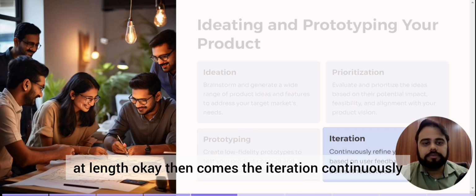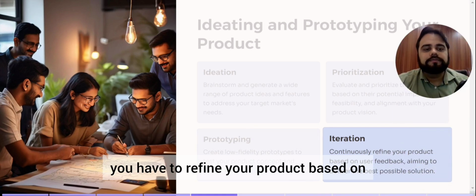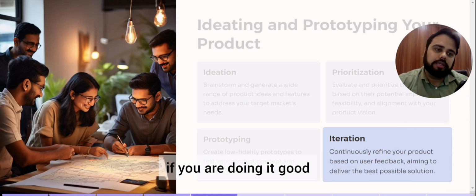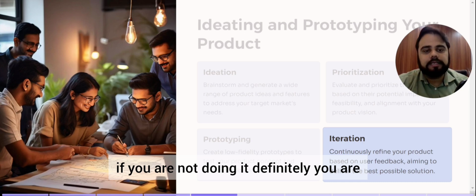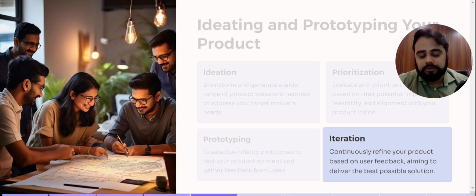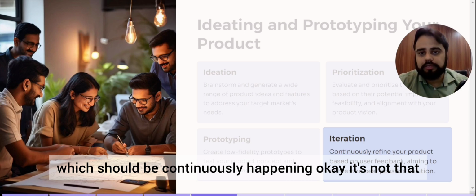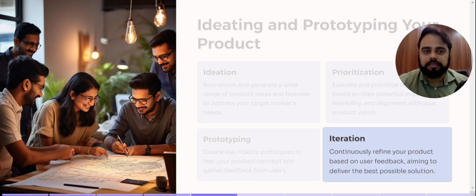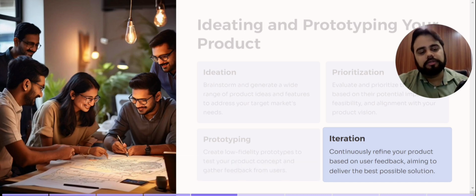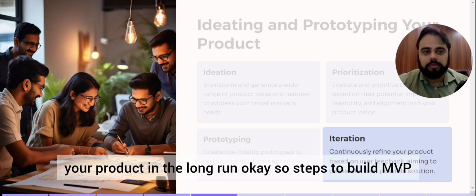Okay, then comes the iteration. Continuously you have to refine your product based on the user feedback. You have to aim to deliver the best possible solution. Now if you are doing it, good; if you are not doing it, definitely you are going to face problems. And again, iteration is something which should be continuously happening. Okay, it's not that you have to do it only at the MVP stage and not after that. If you are not taking feedback from the market about your product, you are not putting those feedbacks in the product improvisation, you will bear the consequences, because ultimately customers will not buy your product in the long run.